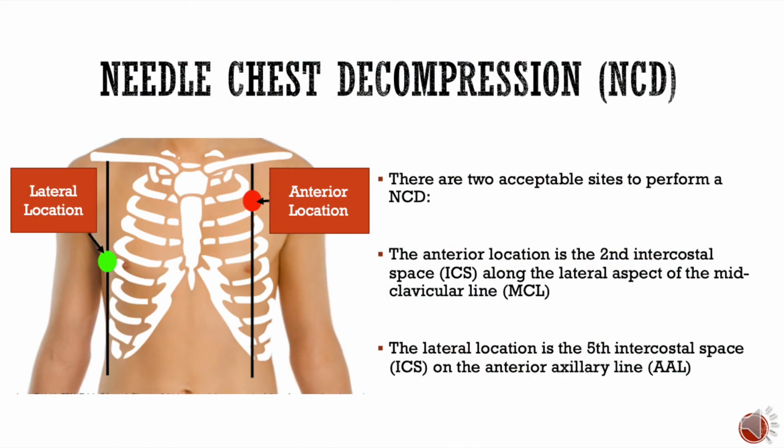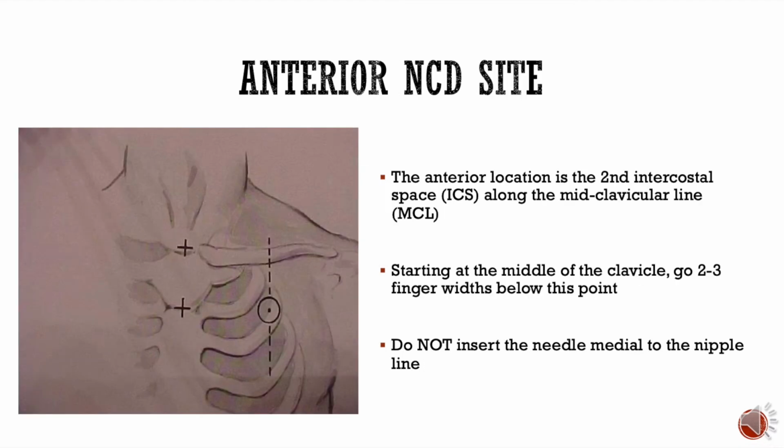Needle chest decompression, or NCD. There are two acceptable sites to perform a needle chest decompression. The anterior location is the second intercostal space along the lateral aspect of the midclavicular line. The lateral location is the fifth intercostal space on the anterior axillary line. Anterior needle chest decompression site. The anterior location is the second intercostal space along the midclavicular line. Start at the middle of the clavicle, go 2 to 3 finger widths below this point. Do not insert the needle medial to the nipple line.